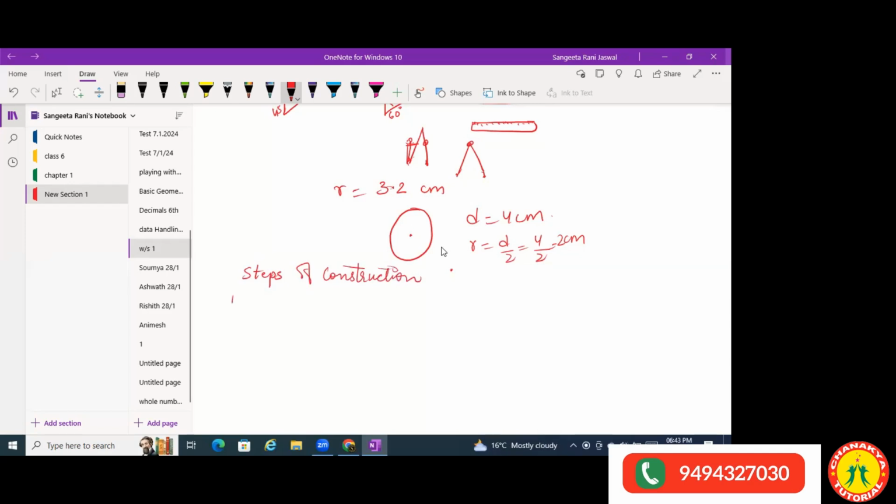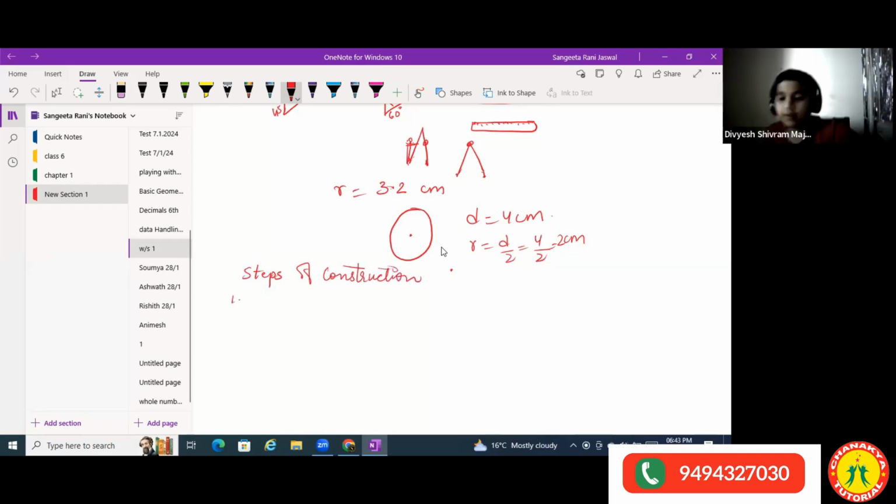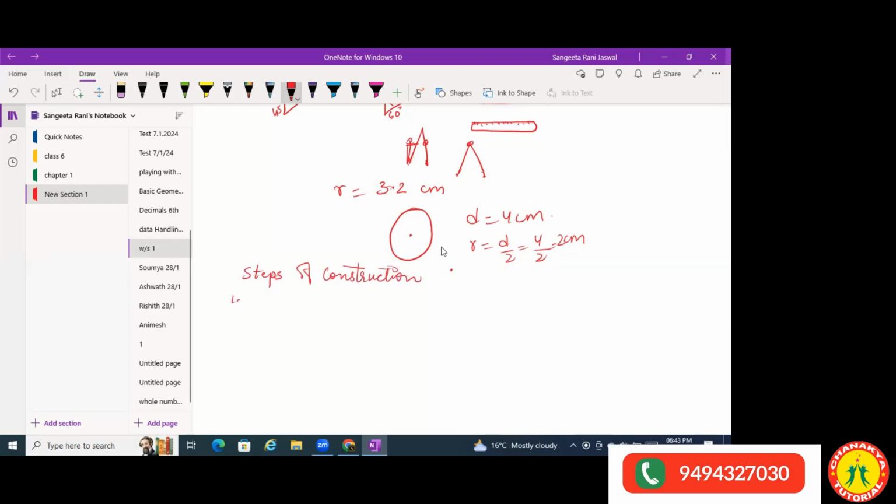So what was your first step? We should point the 3.2 centimeter radius on the scale. Now, open the compass for the radius 3.2 centimeters.